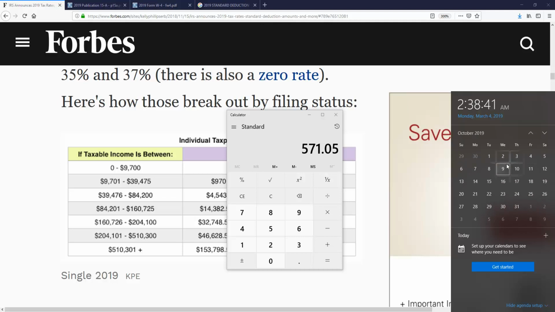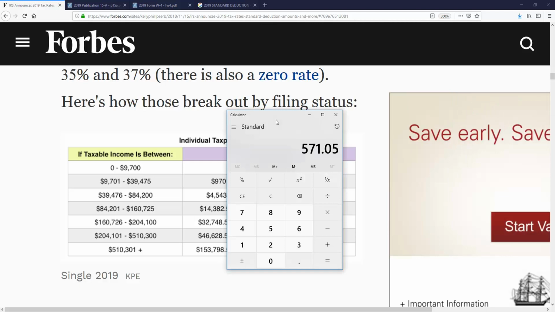Again, we're just going to assume that maybe we got paid on the 4th. So we have what? 1, 2, 3, 4, 5, 6 pay periods left. Almost 7. So we'll say 7. Divide that by 7. Now we have $81.58 come out of every paycheck. And that is how, like I said, you make sure that at the end of the year you only pay what it is you owe, not a penny more, not a penny less.